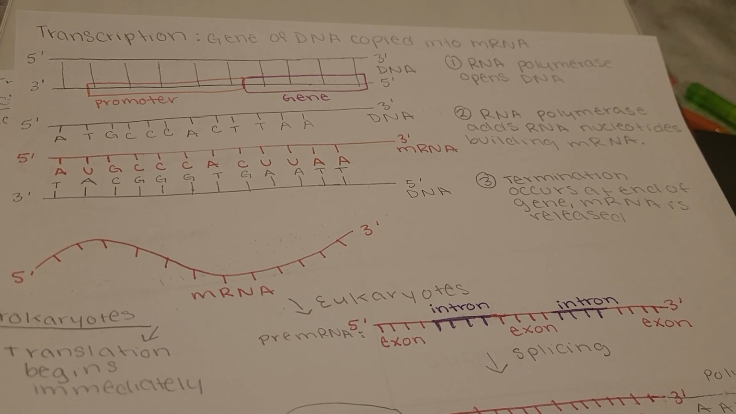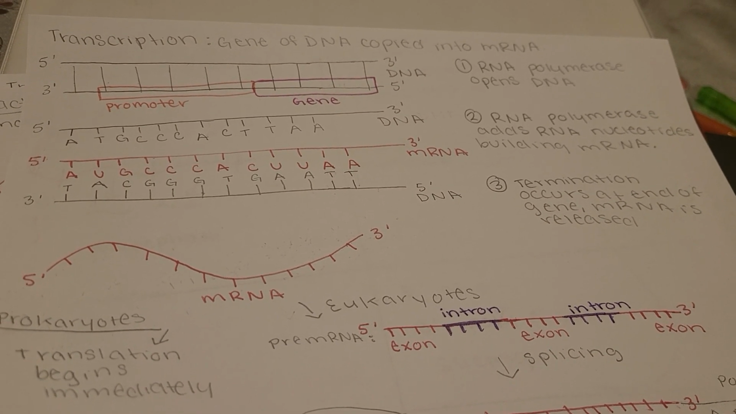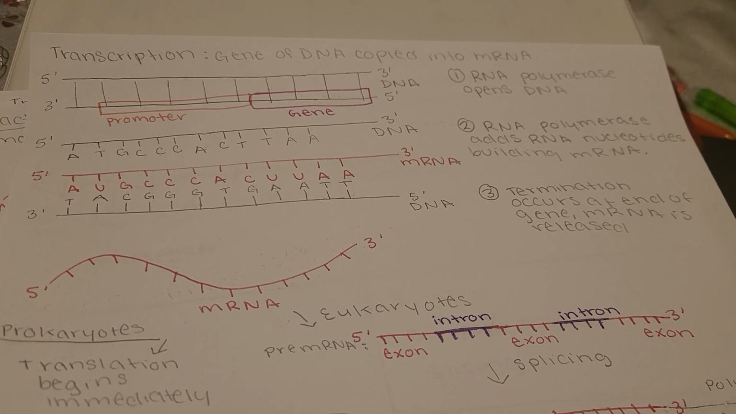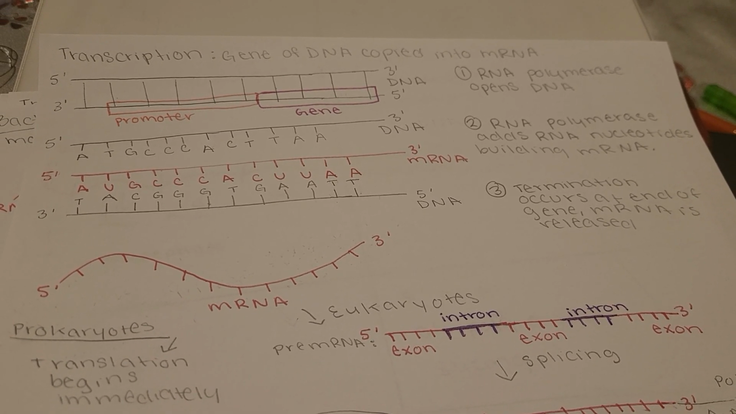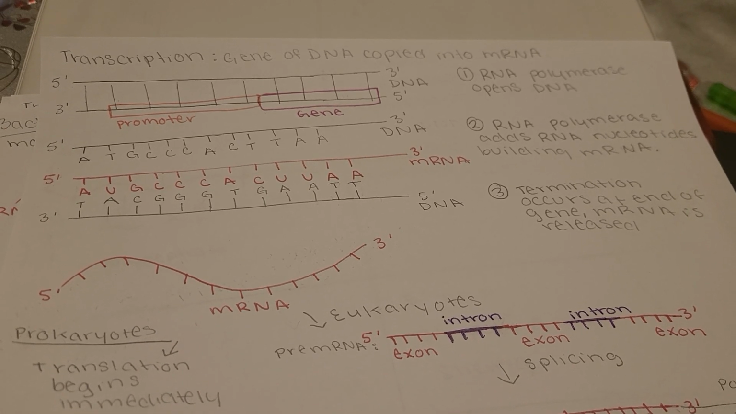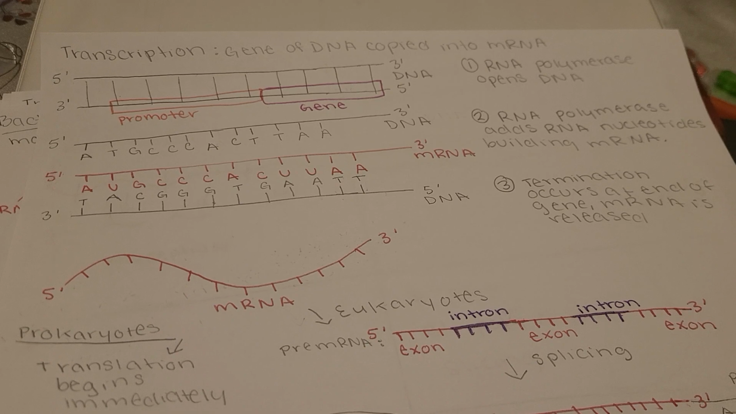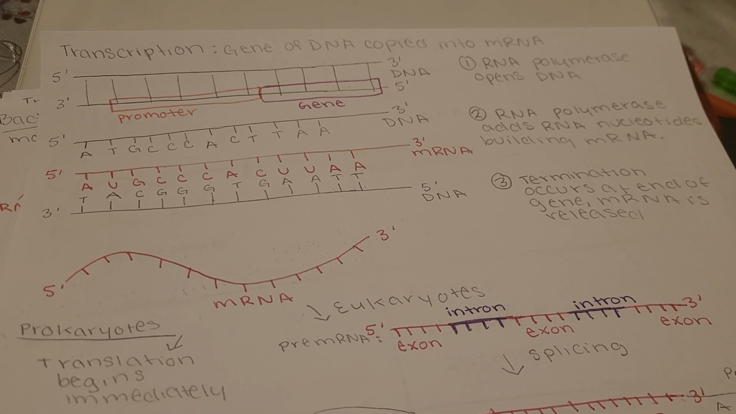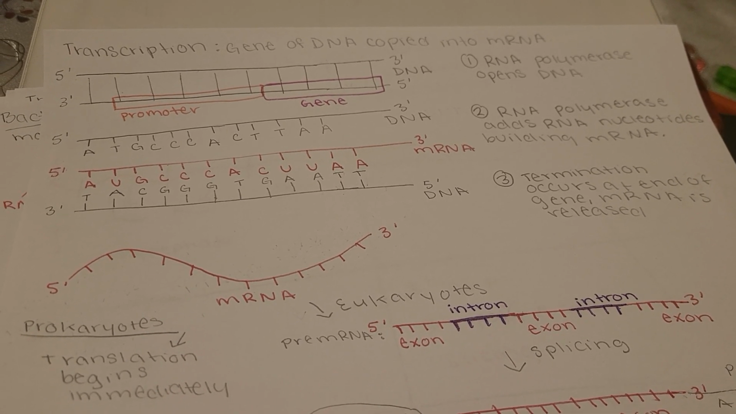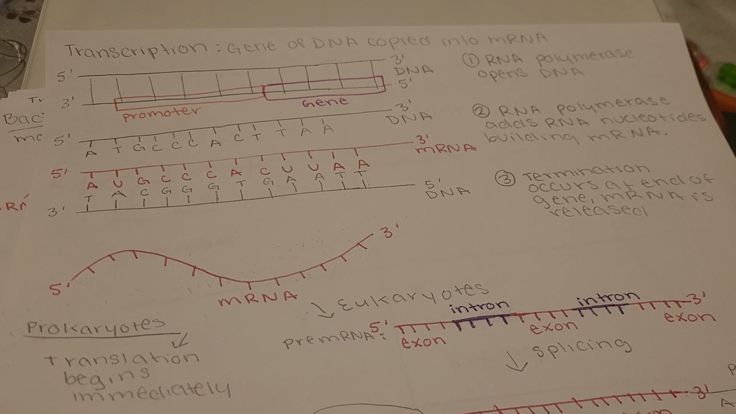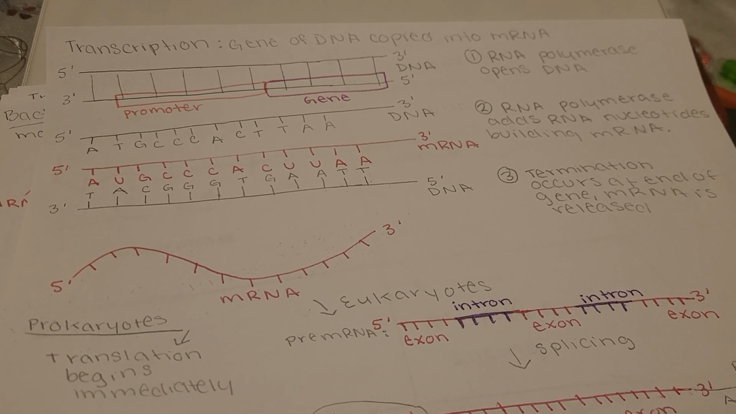In transcription, a gene of DNA is copied into a messenger RNA molecule. In transcription, the entire DNA molecule is not going to be transcribed, only the gene. Just one gene will be transcribed. So you might be asking, how does the cell know where the gene starts? This is marked by a special DNA sequence that is in front of the gene called the promoter.